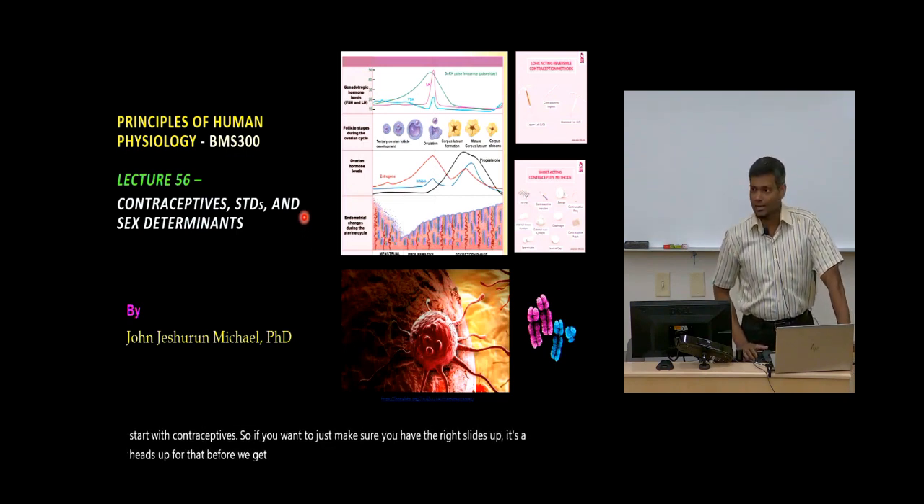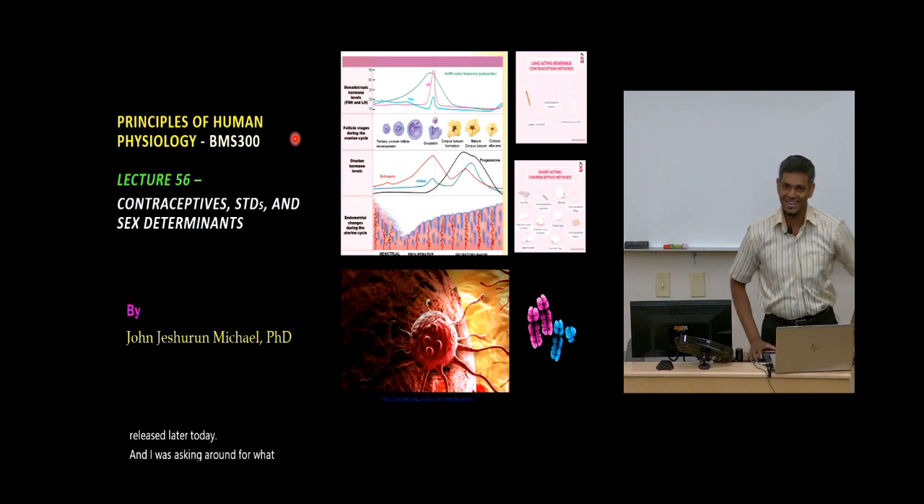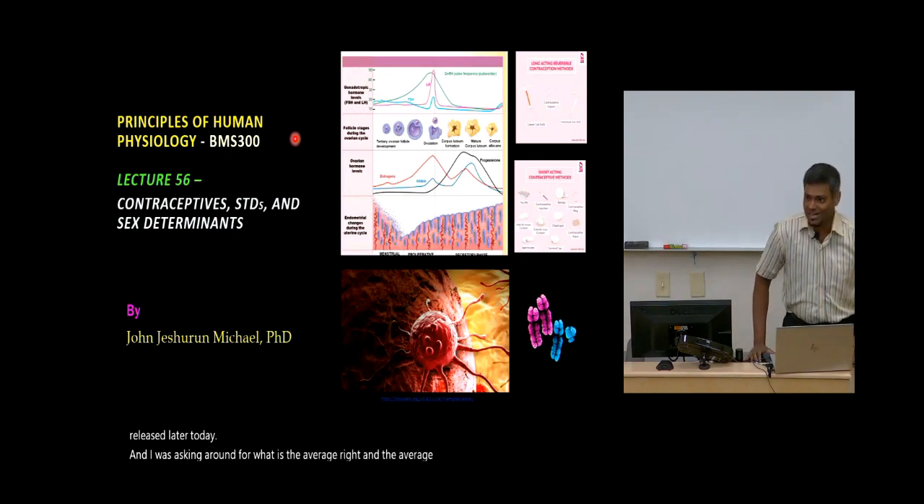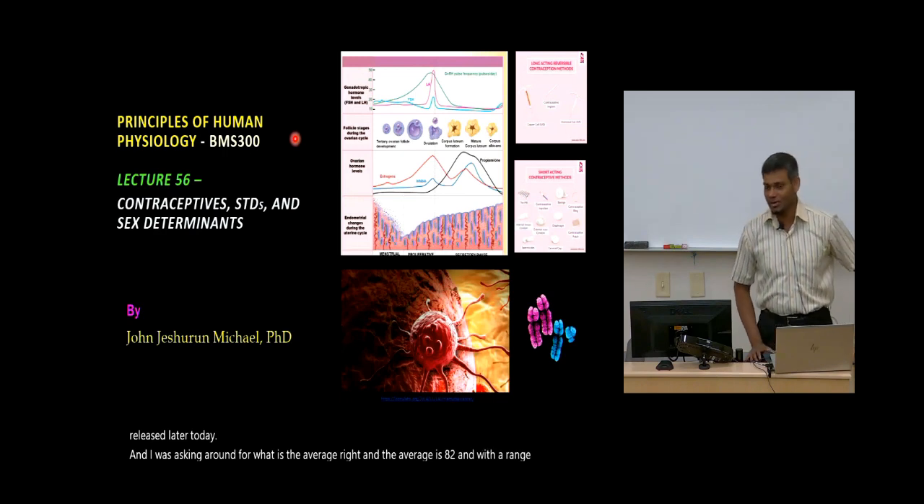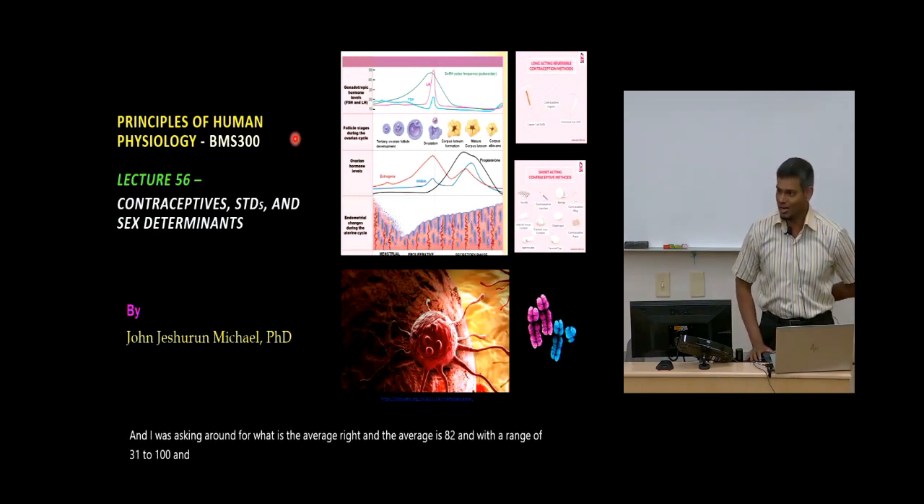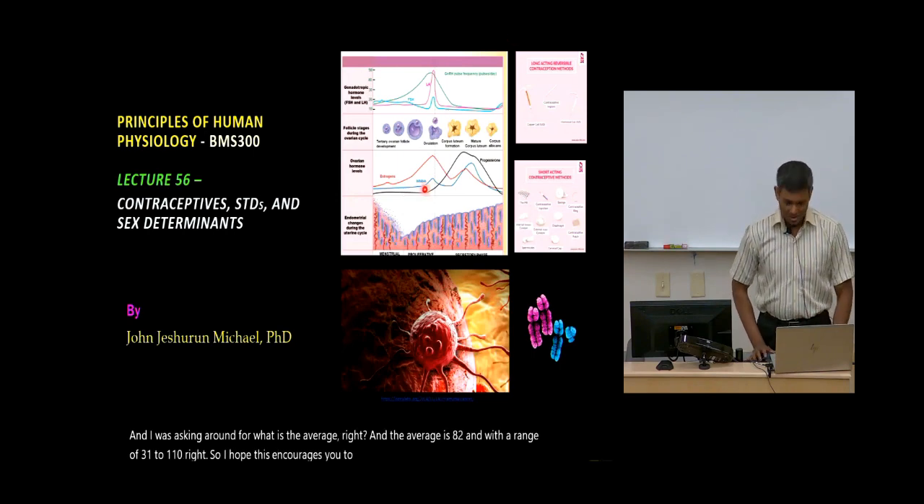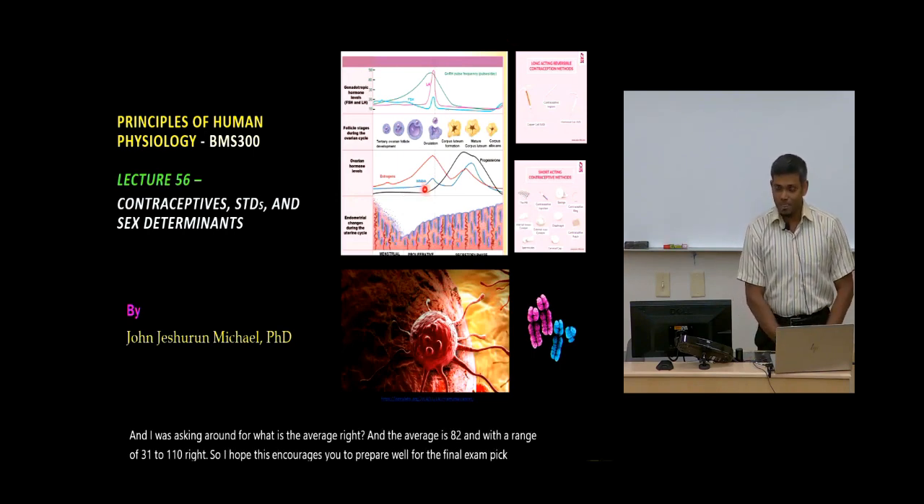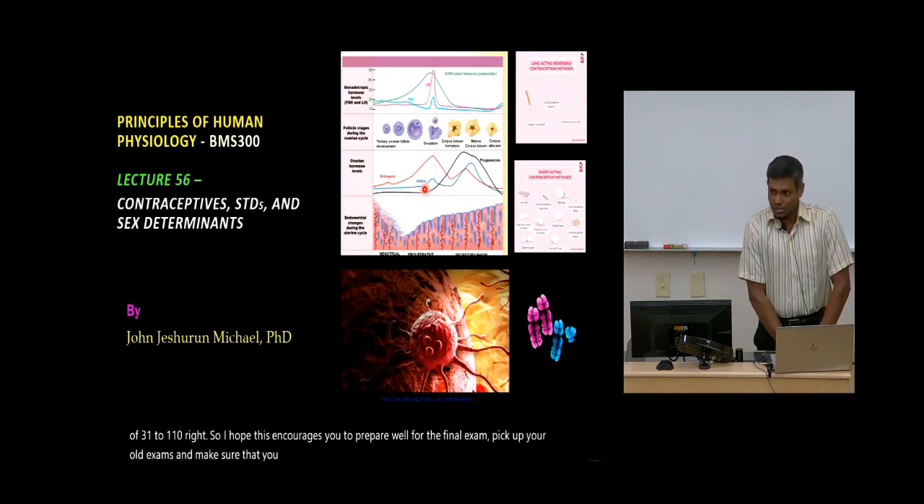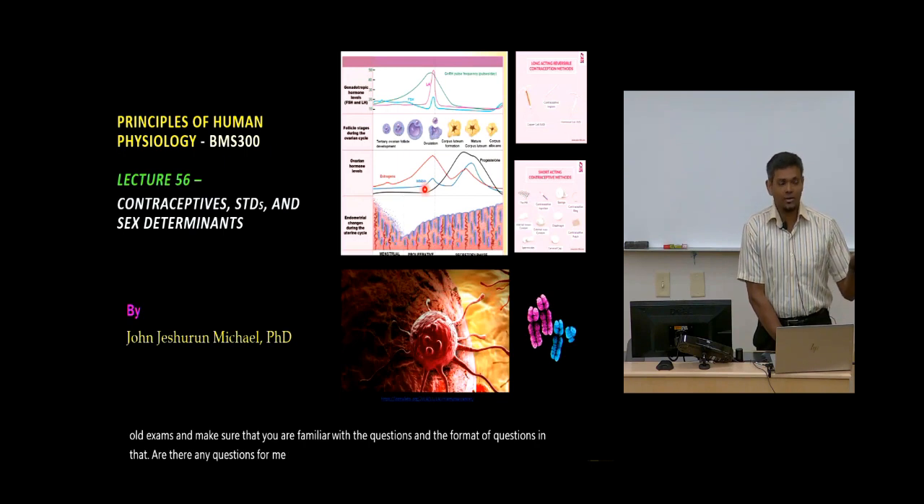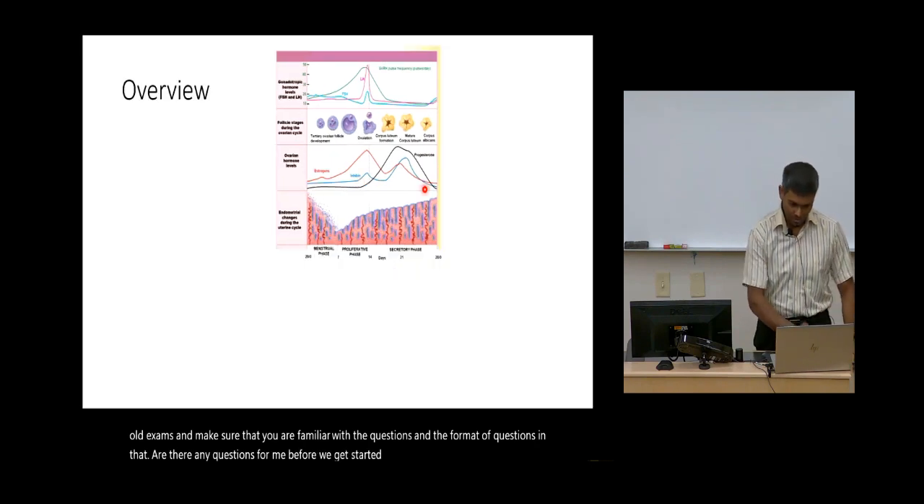Before we get started, I just want to let you know that exam 4 results will be released later today. And I was asking around for what is the average, right? And the average is 82, with a range of 31 to 110, right? So I hope this encourages you to prepare well for the final exam. Pick up your old exams and make sure that you are familiar with the questions and the format of questions in that. Are there any questions for me before we get started? Okay.